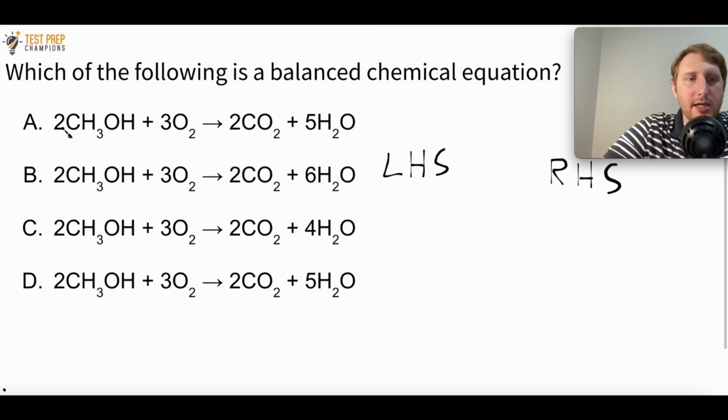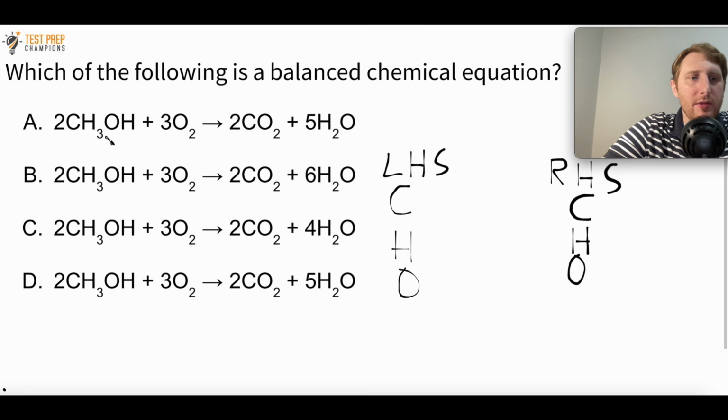So let's take stock of the elements we have on the left-hand side. So I see that I've got C, I've got H, and I've got O. And the same with over here on the right-hand side. I've got C, H, and O. So what I want to do is count up the number of each element on each side, and we're going to see if we have a match here.